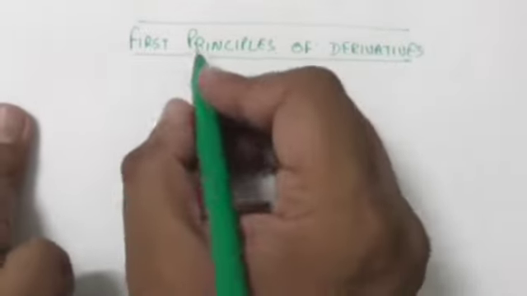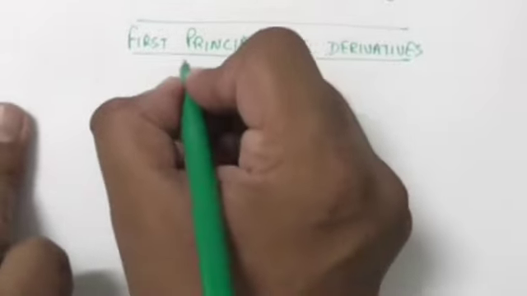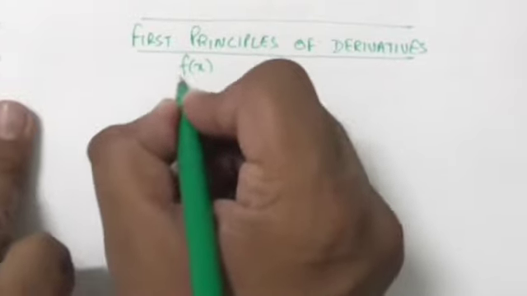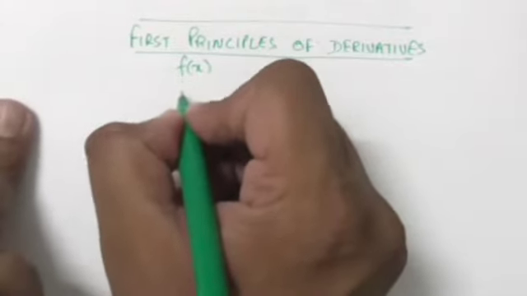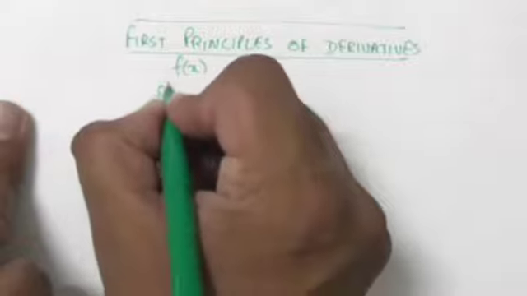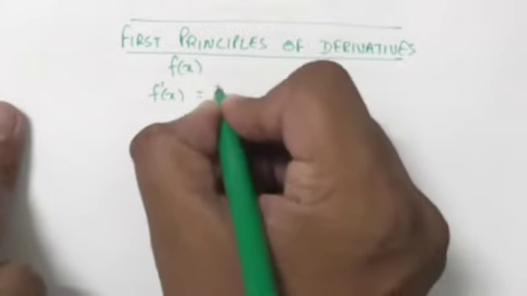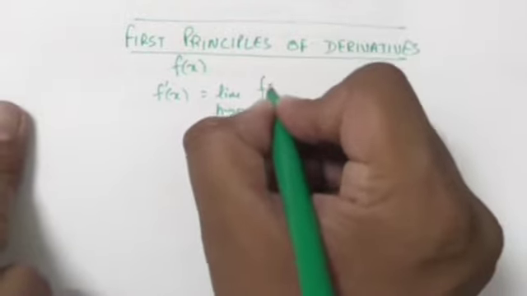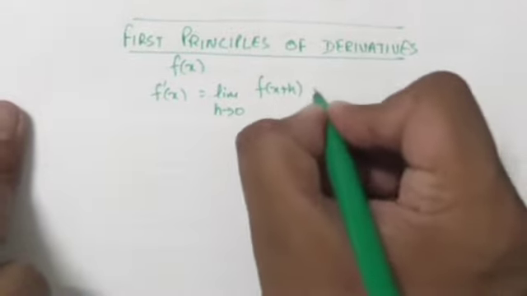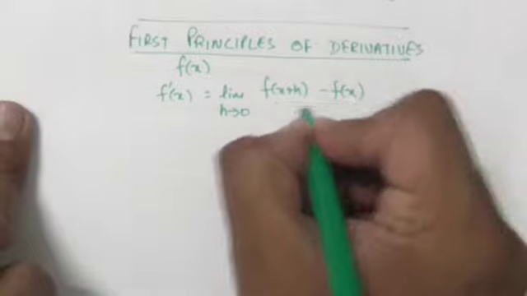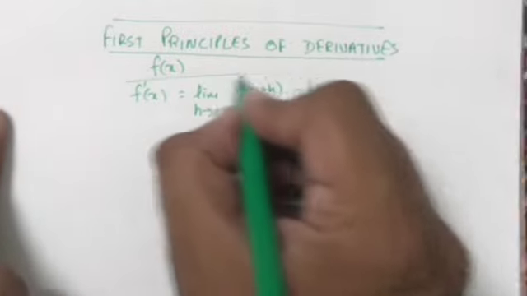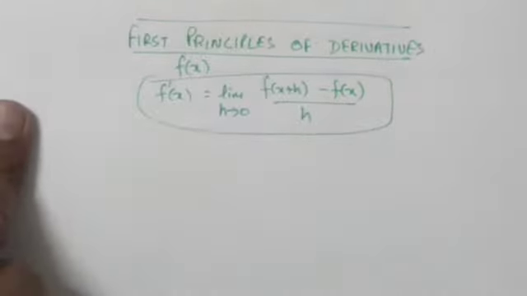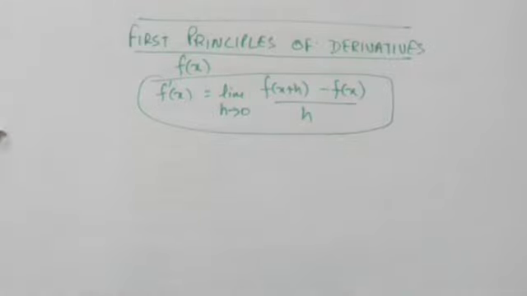So what is the first principles of derivative? Suppose there is a function f(x), then its differentiation, or we can say its derivative, is equal to limit h tends to 0 [f(x + h) - f(x)] upon h. This is the first principle of derivatives. Now let us solve some questions based on this first principles of derivatives.